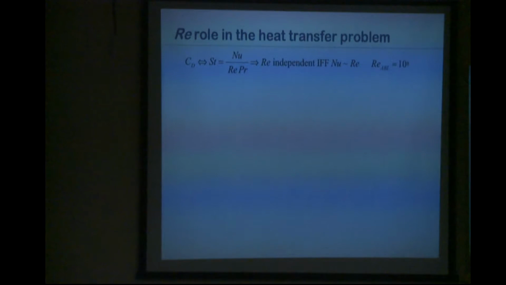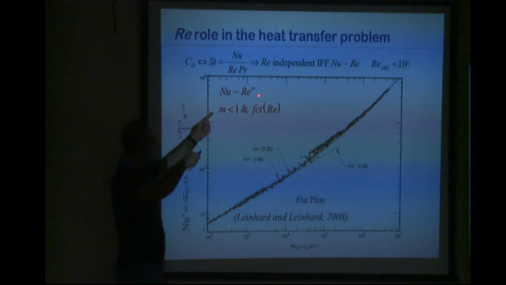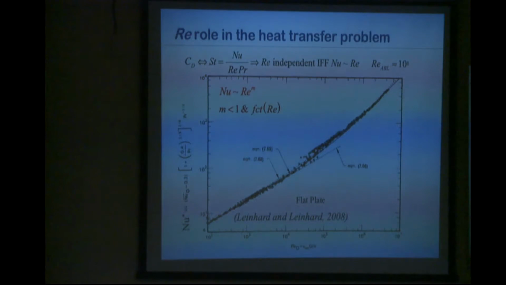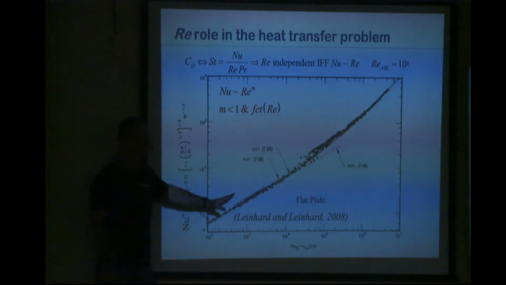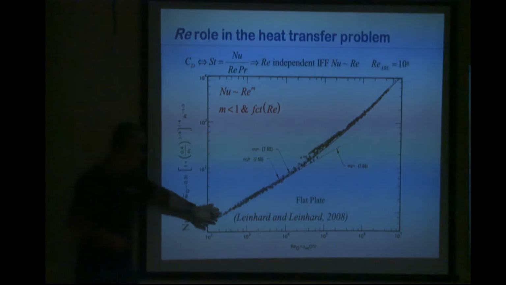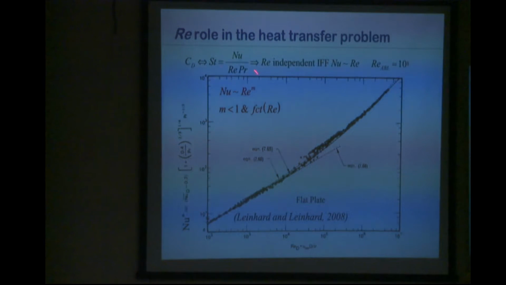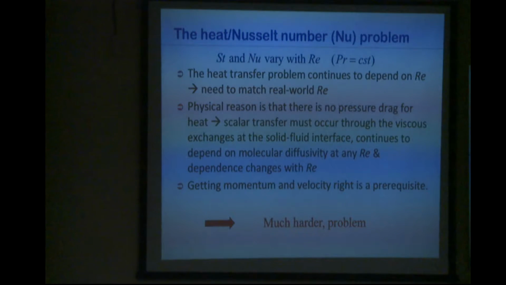Now, the problem is that the Nusselt number does not go like Reynolds to the power 1. In fact, any experiment will show you that Nusselt is going to go like Reynolds to some m, which is less than 1. So here, on a log-log plot, the slope is this m. You see that the slope is not 1, but not only that, the slope changes. For low Reynolds number, you have a smaller slope. For high Reynolds number, you have a higher slope. So you cannot do some measurements at low Reynolds number and translate them to higher Reynolds number. So the problem of heat remains Reynolds number dependent.